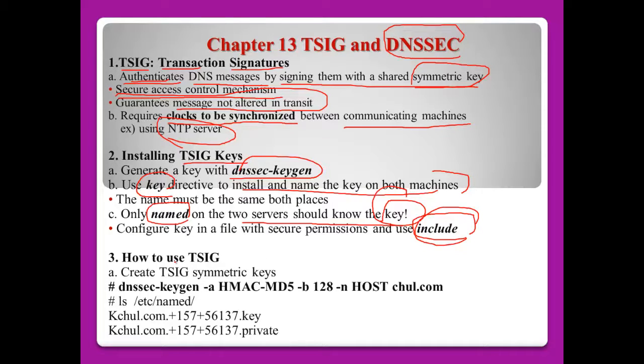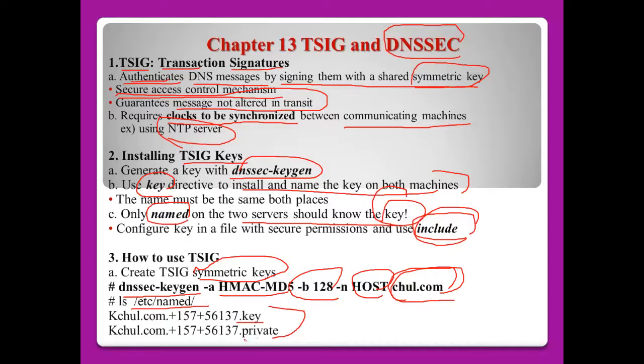Number three, how to use TSIG. First, we need to create the symmetric keys using this command: the security key generate, with the algorithm, the key block size, and the host. In my case, I will use this key name, churl.com. You can create these keys in any directory, it's okay. In my case, I will create them in the directory etc named. If you are successful in creating these keys, you can see these two files, key and private.